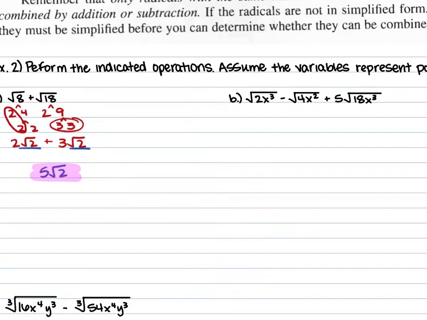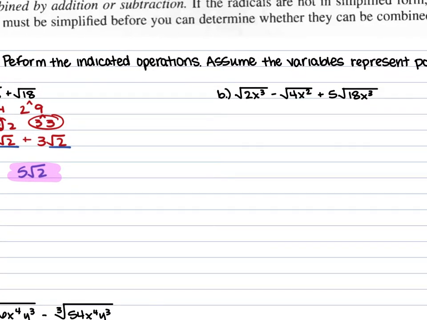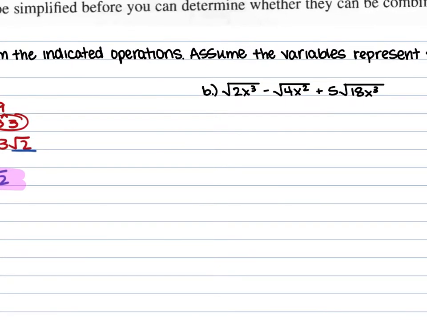For example B, we have the square root of 2x cubed minus the square root of 4x squared plus 5 square root 18x cubed. We're going to simplify each of these. That square root of 2x cubed, that x cubed, again, divide the 3 by 2, you get 1 with a remainder of 1. So one of those x's is going to come out, and you're going to have the square root of 2x left over.